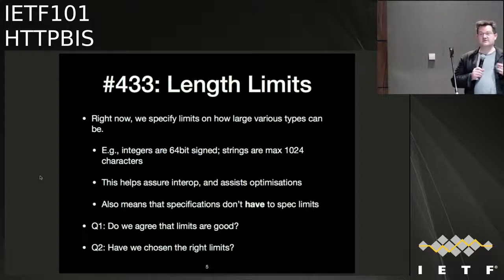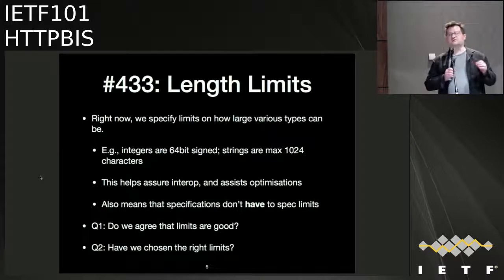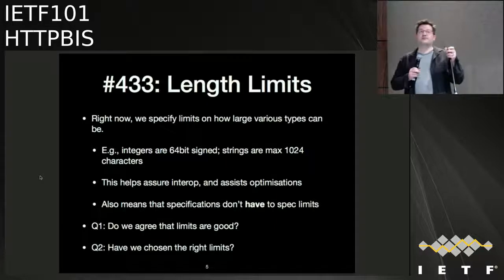So the question is, is that a good approach? In previous discussion, some people had said, no, these limits don't make sense. Everyone who specifies a structured header needs to specify their own limits if they want limits. And we don't want to prematurely constrain how many things people use, for example, items in a list. The counter argument, I think, is above, which is that it helps ensure interop and so forth. So that's question one. And question two, if we do decide that limits are a good thing, are the ones we've chosen the right ones? Martin.